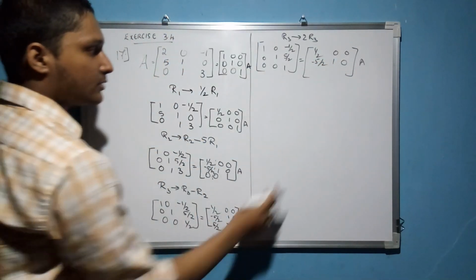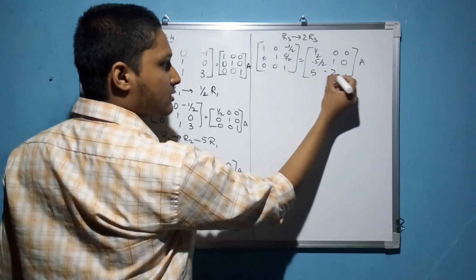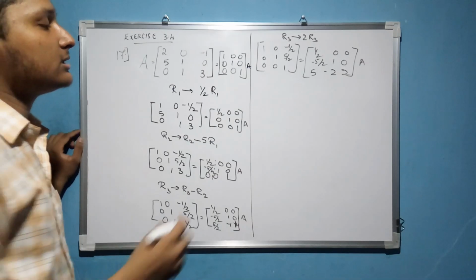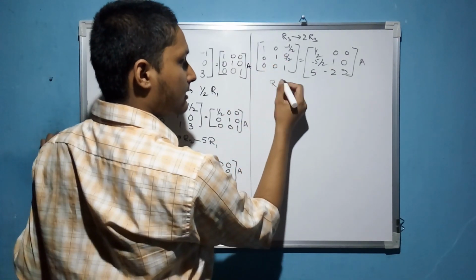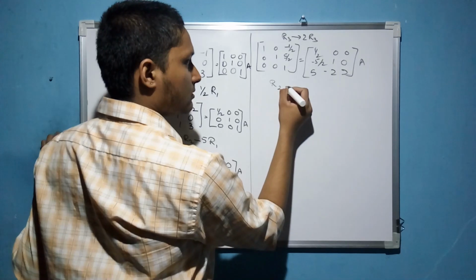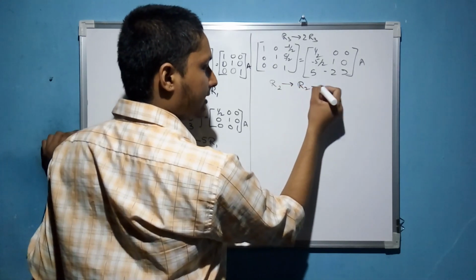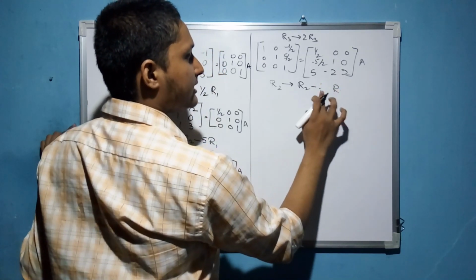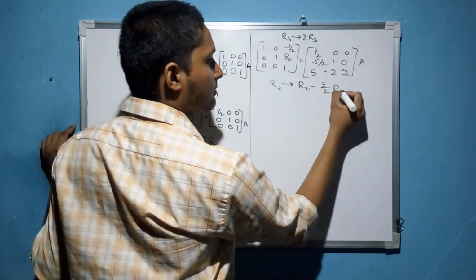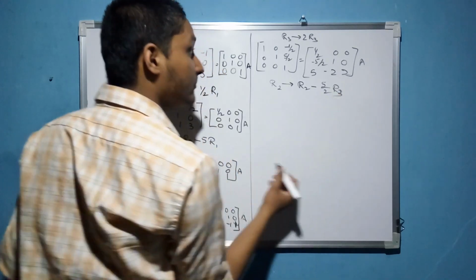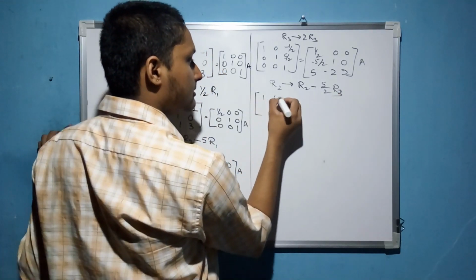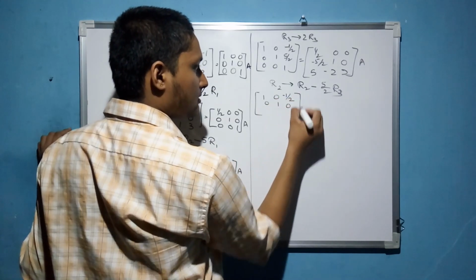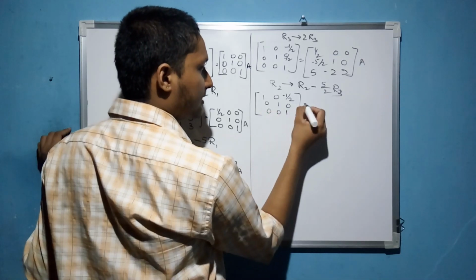Then I need to multiply everything by 2. So it's going to be 5, minus 2 and 2 here. Okay, this much we got. Now the next step is about this thing. So we have R2. R2 becomes R2 minus 5 by 2 times R1. Not R2, R1, R3. So it is going to be 1, 0, minus half, 0, 1, 0, 0, 0, 1.